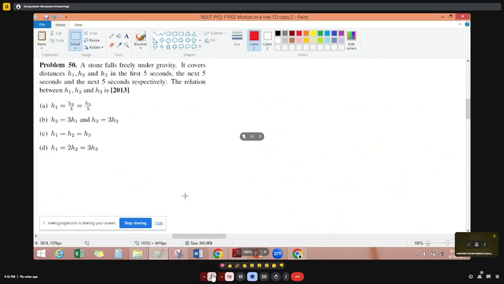A stone falls freely under gravity. It covers distances h1, h2, h3 in the first 5 seconds, the next 5 seconds and the next 5 seconds respectively. What is the relation between h1, h2, h3?